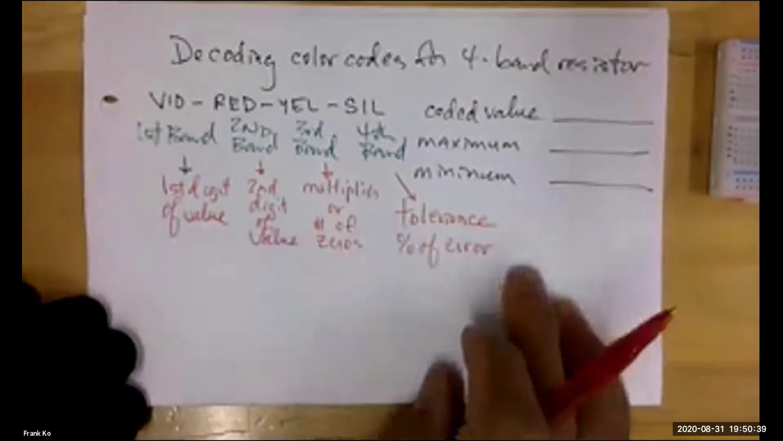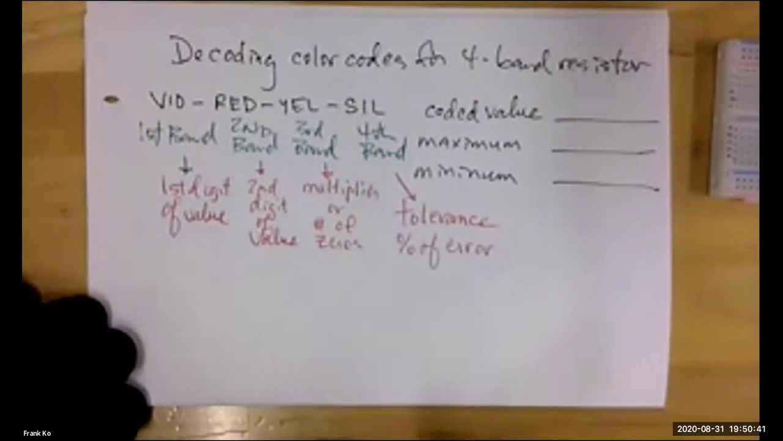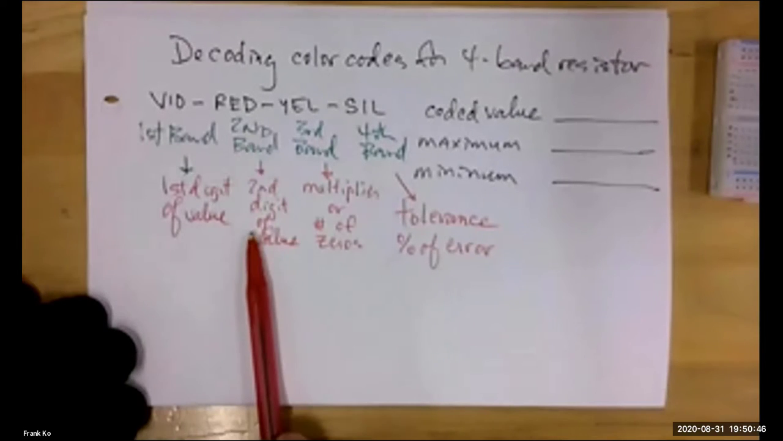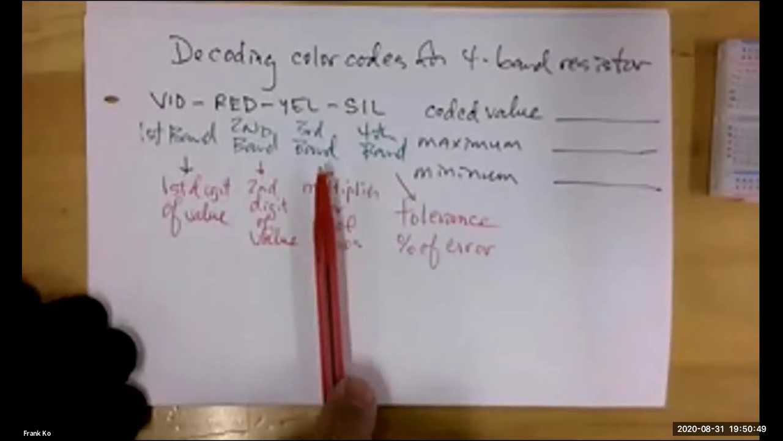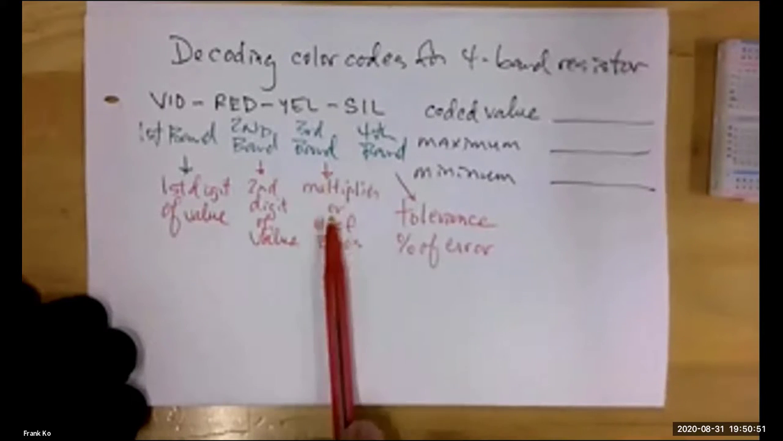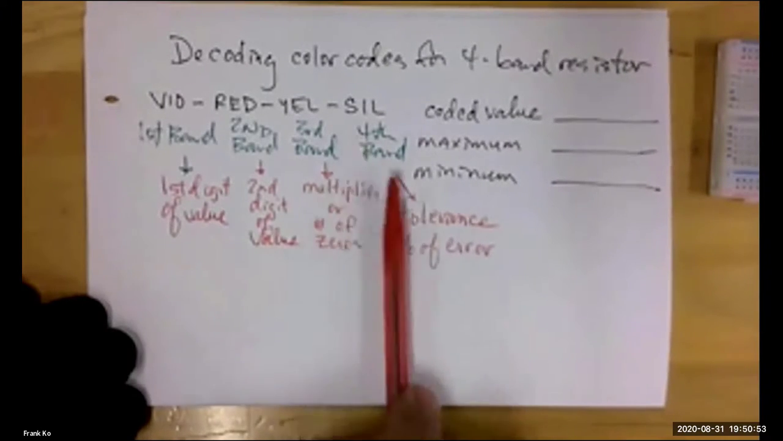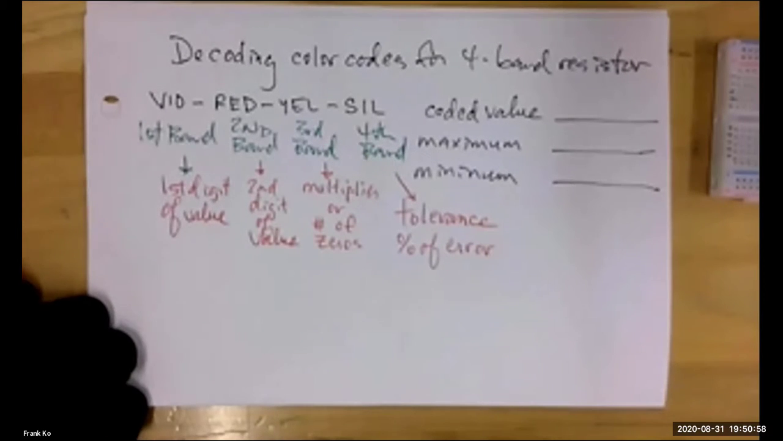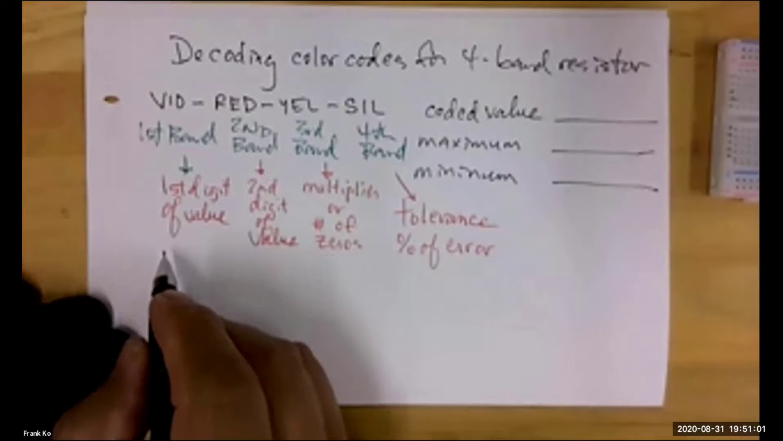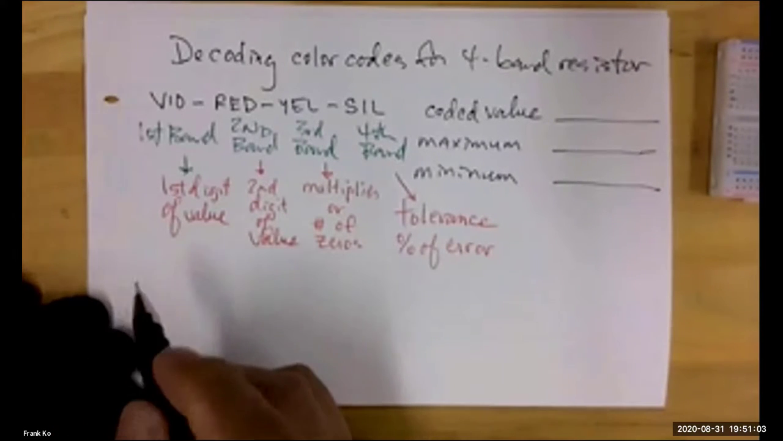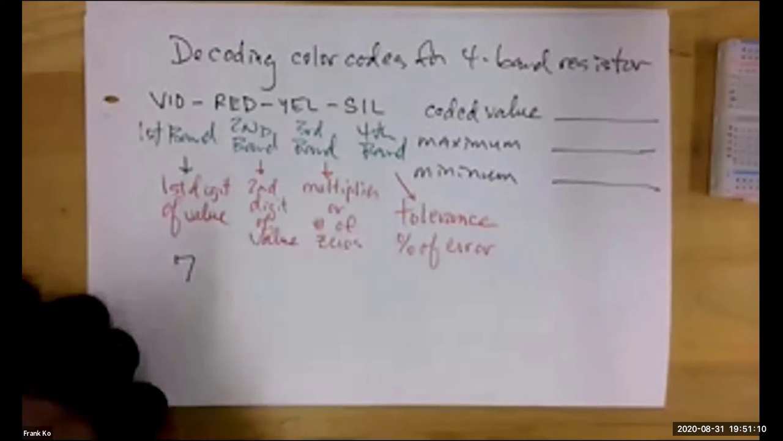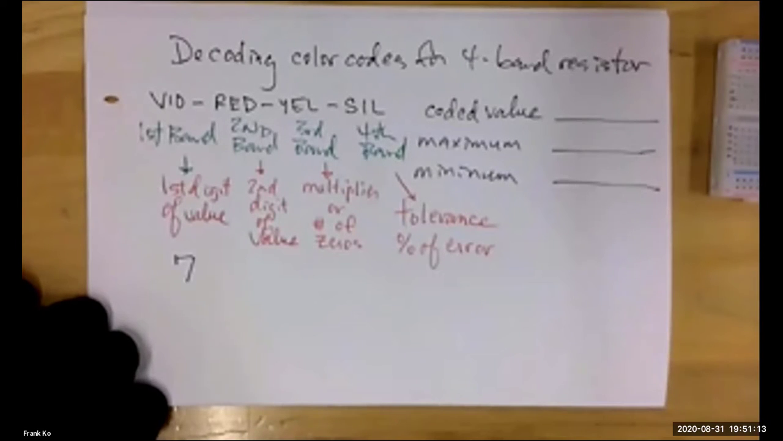All right, so this is an interpretation of how to read a 4-band resistor. First band is first digit. Second band is second digit. Third band is not third digit, but multiplier or number of zeros. Fourth band is tolerance, which means percent of error. So now let's go ahead and decode this guy. So the first band being violet, Isaac, what is the value of my first band? It's going to be 7. A 7. How many people agree it's going to be a 7? So you write down a 7. That's your first digit. Very good.